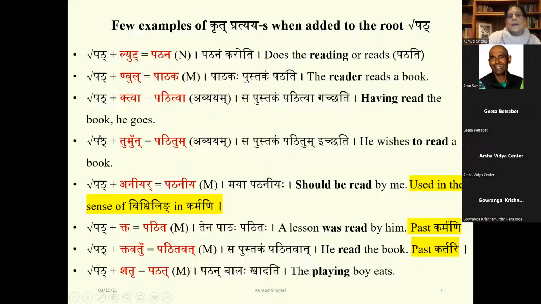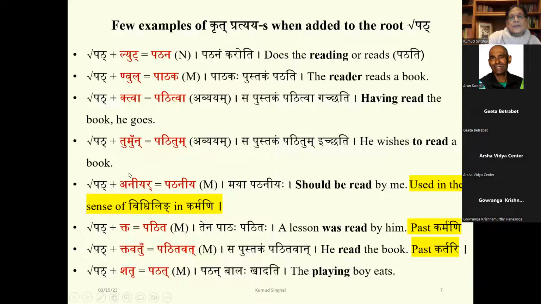This one we are going to talk about in more detail. The next one is pat plus tumun. And again, we will see why, from adding this, it is pathitva, where did the ka go, and so on. We will study that later. So pat plus tumun, the resulting Pratipadikam is pathitum. Not Pratipadikam, sorry, Avyayam. So saha pustakam pathitum ichhati, like when you wish something. So he wishes to read. So pathitum means to read, and ichhati, he wishes to read a book, right?